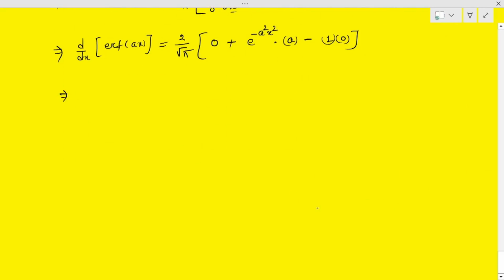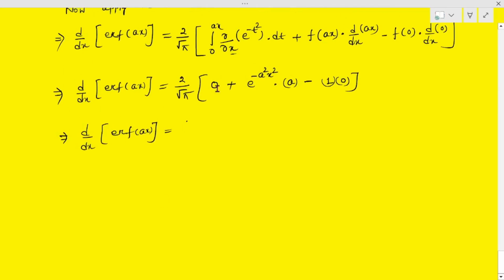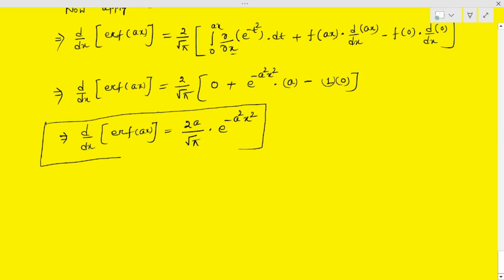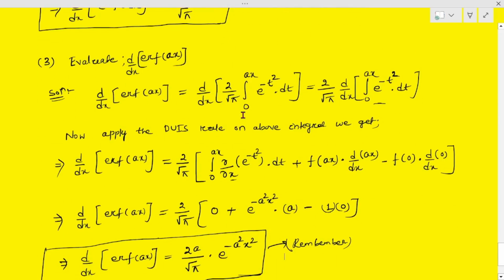That implies d by dx of error function of ax equal to, here the first term will be 0, and this a is the constant, so we can write 2a by root pi into e to the power minus a square x square. Just remember this one, this is required to solve other different types of questions. I suggest you just remember this one. Okay, this result.